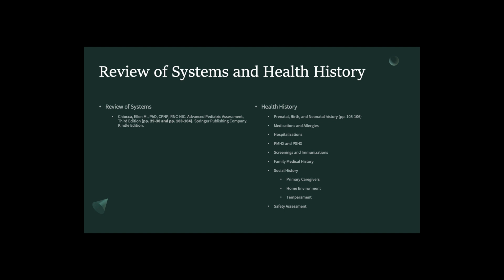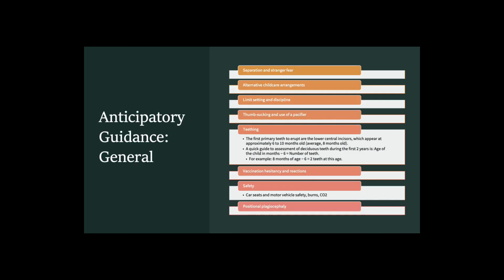Family medical history is important as well, especially with genetic disorders, and social history is important. We want to know who the primary caregivers are, what the home environment is like, what the infant's temperament is like, and all of this helps us provide a safety assessment for both the parents and the child.